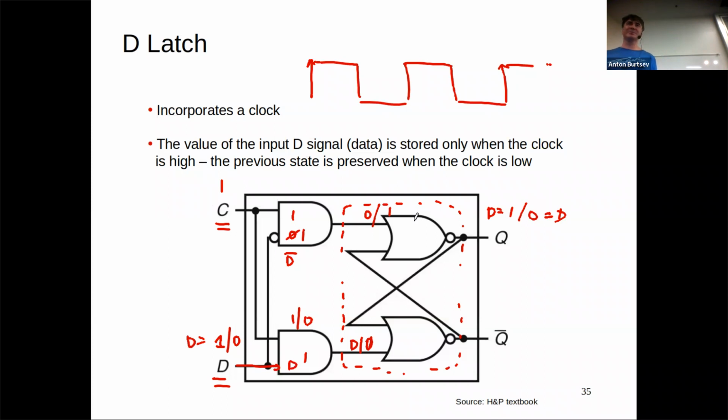Is not Q even used, or do we just ignore it? We typically don't use not Q.